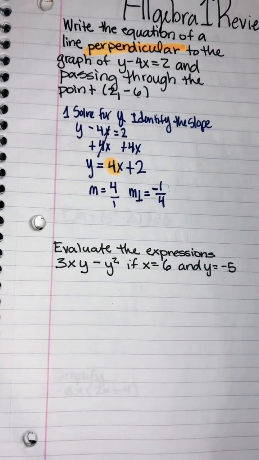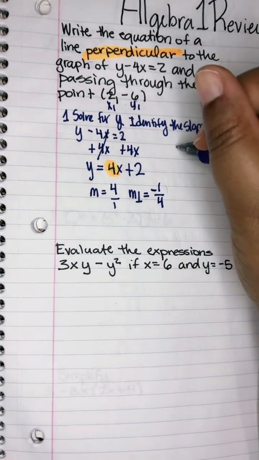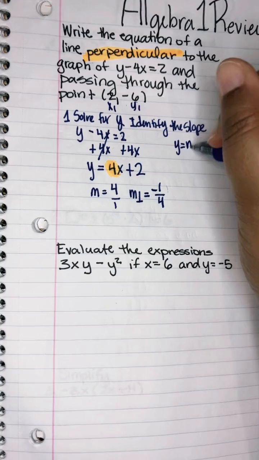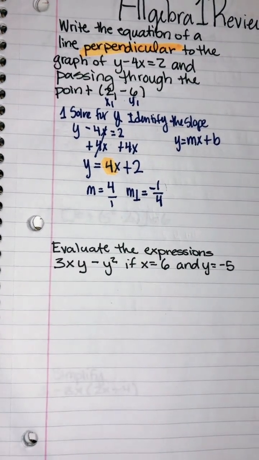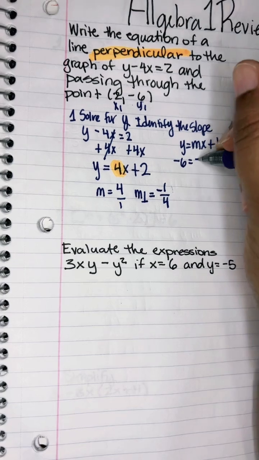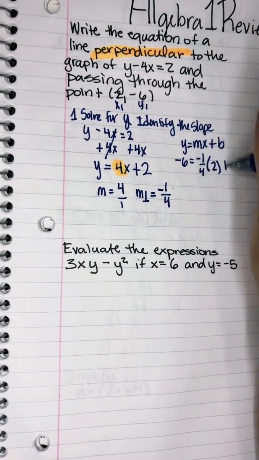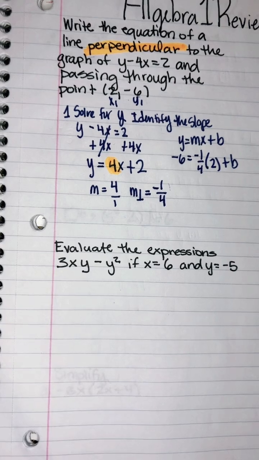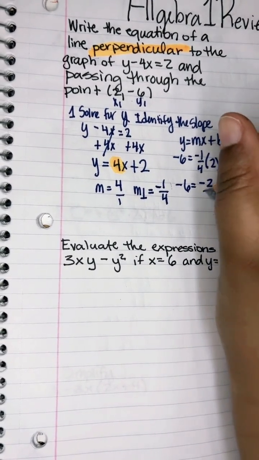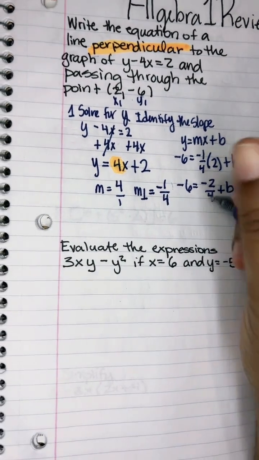So now that we know that, we can use this point, x1, y1, and solve for our b. So we could do y equals mx plus b. We're going to do our y, which is -6, equals our m, which is -1 over 4, times our x, which is 2, plus b. And then we're going to do -6 equals 2 times -1 is -2 over 4 plus b. So that's a half. Decimal and fraction.